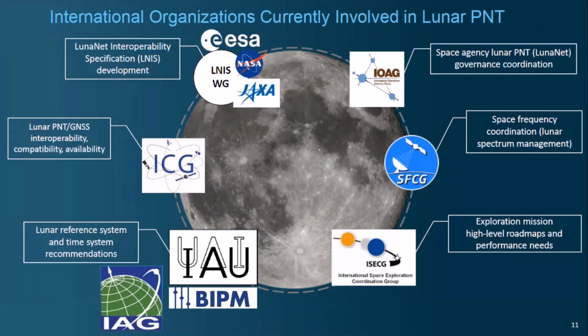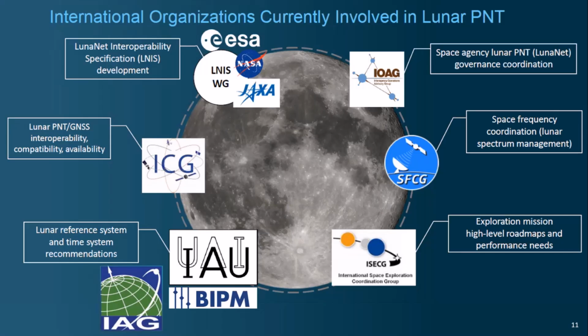Switching for a moment to the PNT side, the three agencies that are most heavily invested in realizing LunaNet today are ESA, NASA, and JAXA, that are working together literally on a handshake agreement right now. So informal coordination and collaboration at the moment, but probably leading to something in terms of a more formal agreement that will eventually emerge.